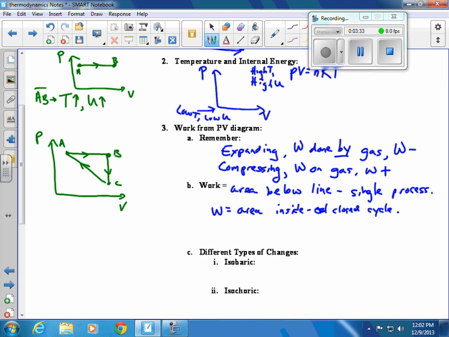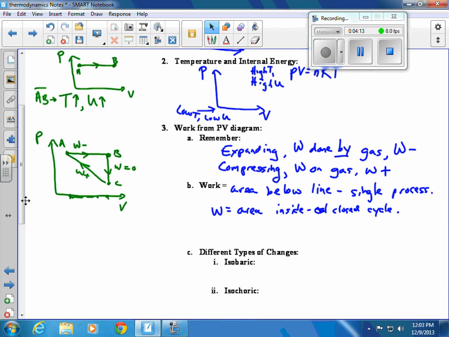Now the other thing is, how do I tell whether it's positive or negative? Well, I look at each branch of it. So A to B, the volume is increasing, right? So work here is negative because the volume is going up. It's going from a smaller volume to a bigger volume. B to C, the work is actually zero because there's no area underneath that BC line. Then C to A, it's compressing again because I'm going from this volume down to this volume. So here the work is positive because the volume's decreasing, it's being compressed.